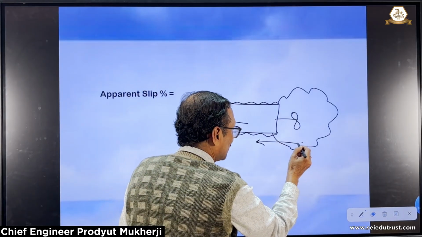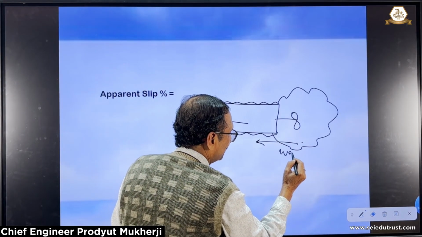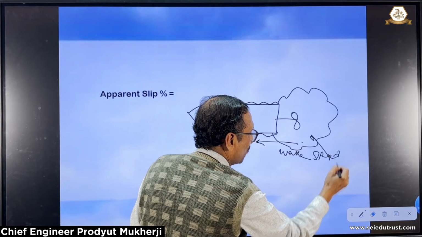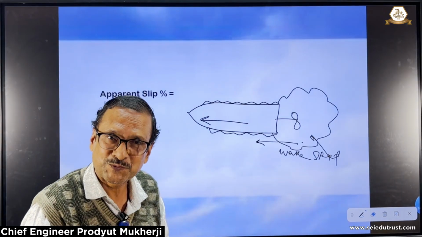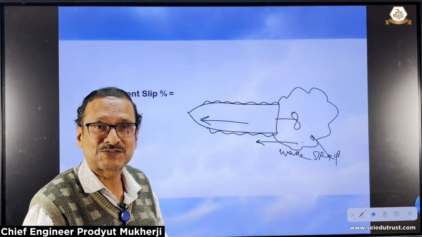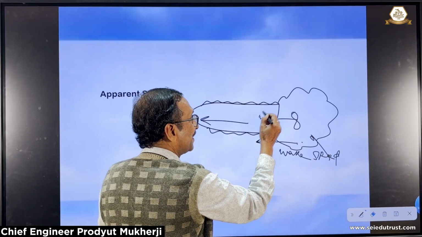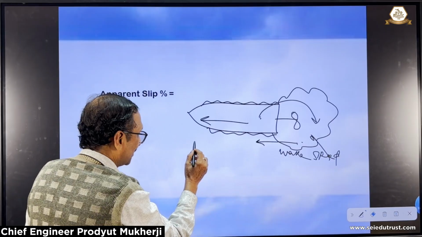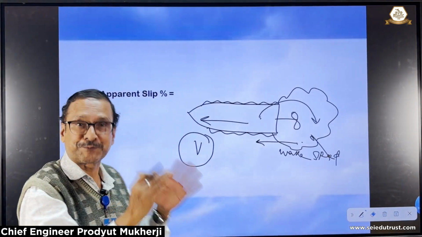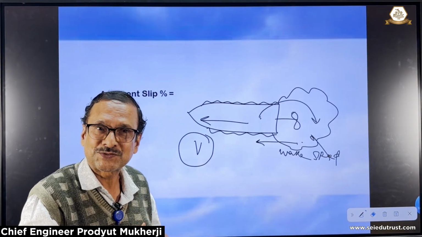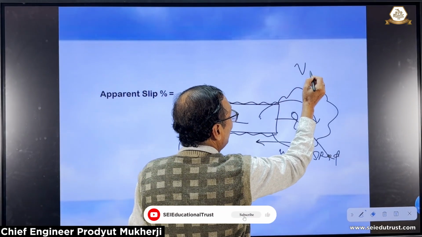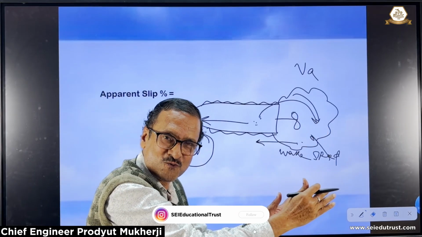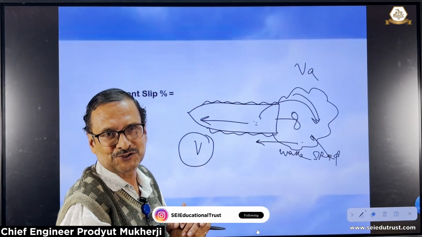Fine. So this is called the wake speed. This is the wake, and the speed at which the wake moves forward is called the wake speed. And the speed of advance is the speed of the ship in relation to this wake. The ship speed V is the absolute speed of the ship as per GPS, and the speed of advance is the speed of the ship in relation to this wake, which is moving slowly along with the ship.